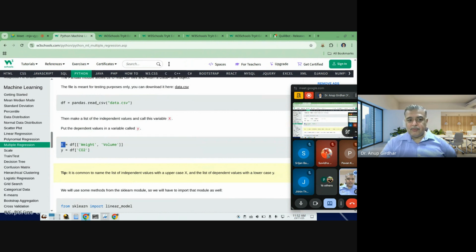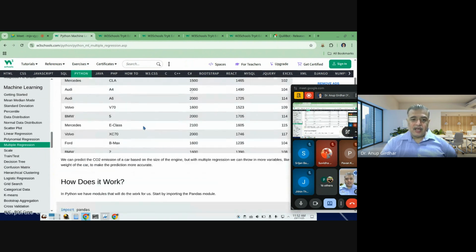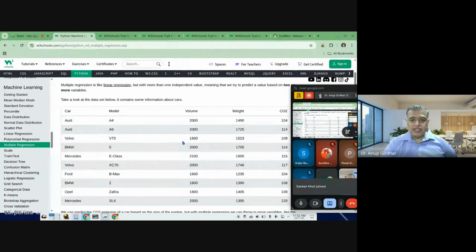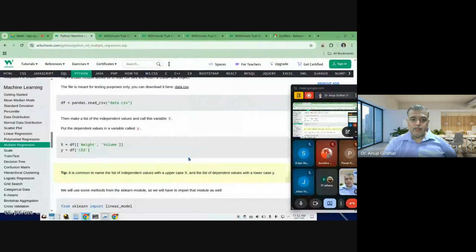So the X variable, what I told you, is the independent variable. Let's say there is a collection of vehicle cars, and some model is mentioned. Accordingly, we have the volume of those cars, the weight of the car, and how much CO2 is being generated, and that is the data set. On this particular data set, we are supposed to do various things.